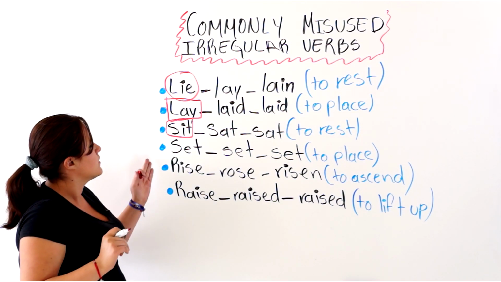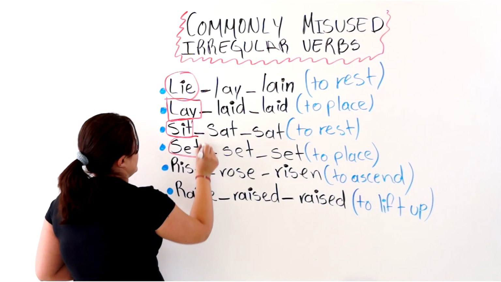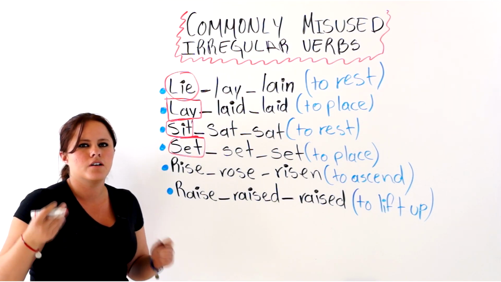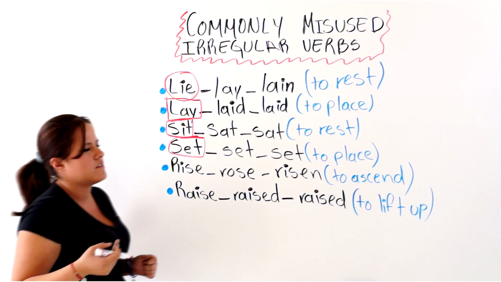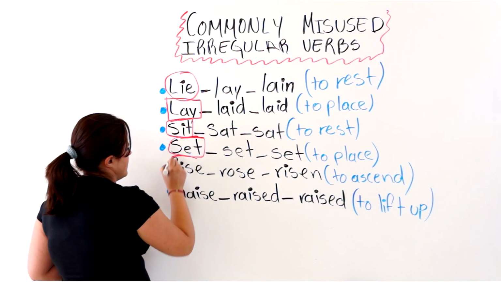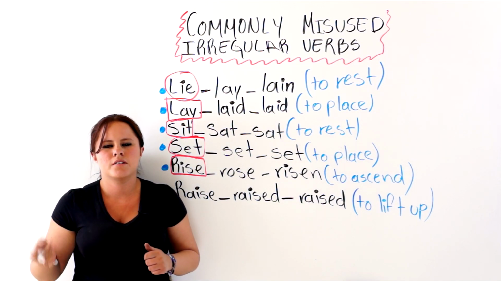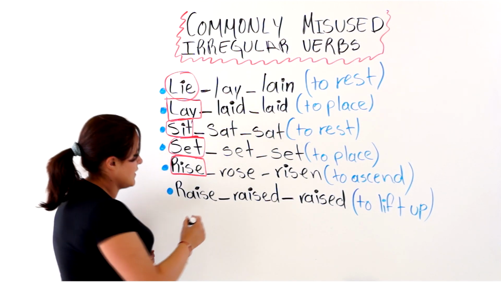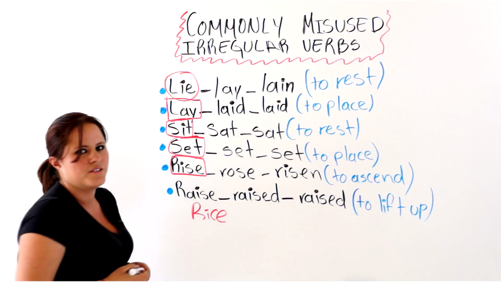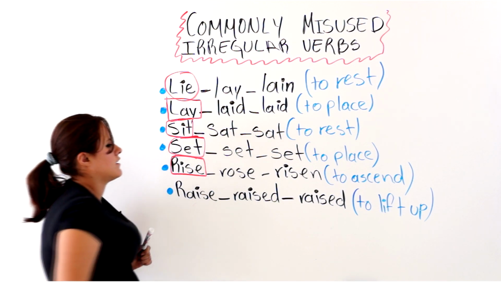The next one is to set, to place. Set the table, set the television on the table, okay? To set, to place. Rise, to ascend. Rise, to rise. It sounds almost like the noun rise, right? But no, it is also a verb that means to ascend.